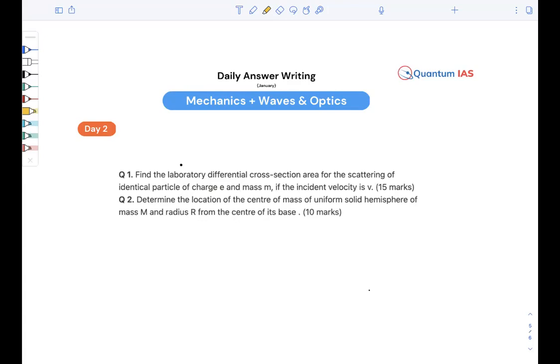So the first question: find the laboratory differential cross-section area of scattering of identical particles of charge e and mass m, if the incident velocity is v. So this is asked from the mechanics section, and let me tell you one thing. If you map the syllabus here, in the syllabus it is mentioned Rutherford scattering.